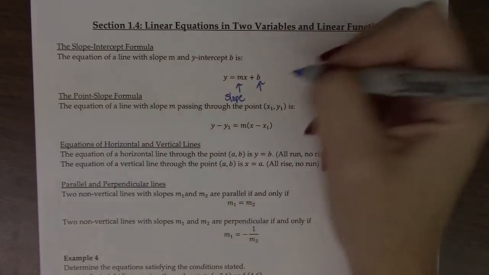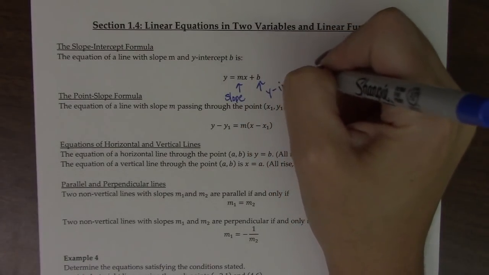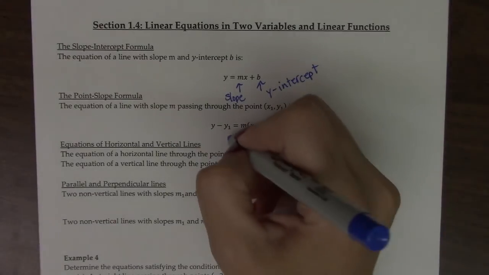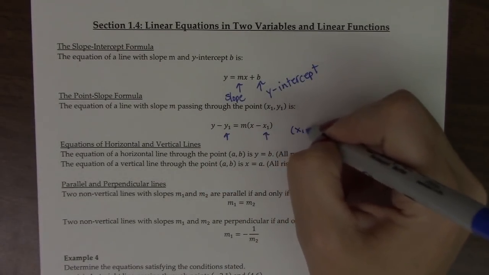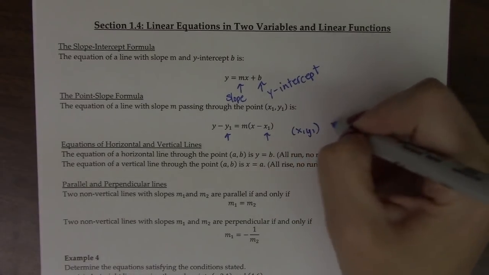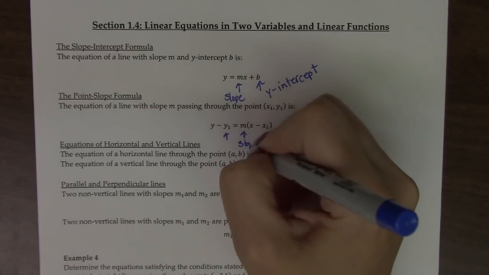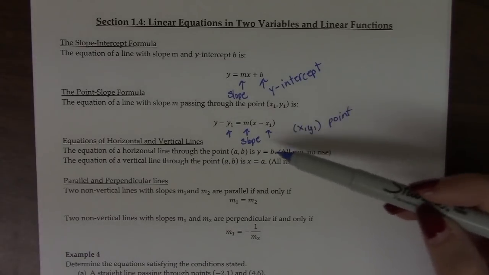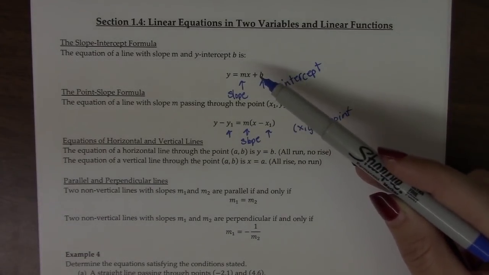So m is the slope, b is the y-intercept, or where it crosses the y-axis. The point-slope formula says, well, here's (x1, y1), that's our point, and the slope gets plugged into the line. So if we actually solve this equation for y, if we distribute m and solve for y, it turns into slope-intercept form.